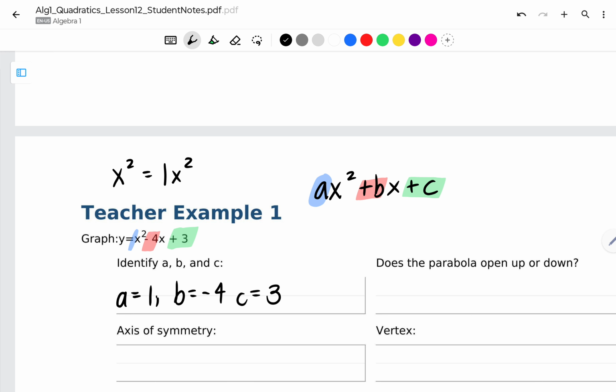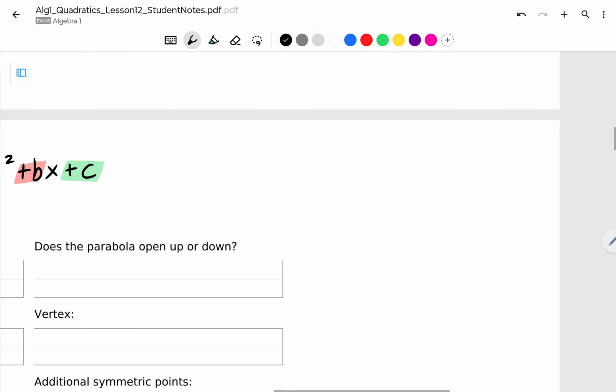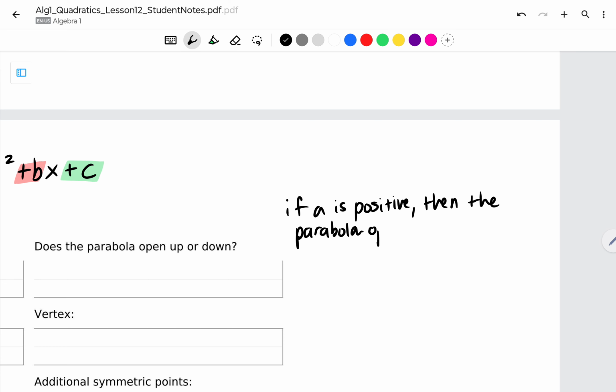Does the parabola open up or down? So we already wrote this in class. If a is positive, then the parabola opens up. It's going to kind of look like this, like a smiley face. I remember my algebra teacher would say, if it's positive, then it's like you're happy, smiley face, right?